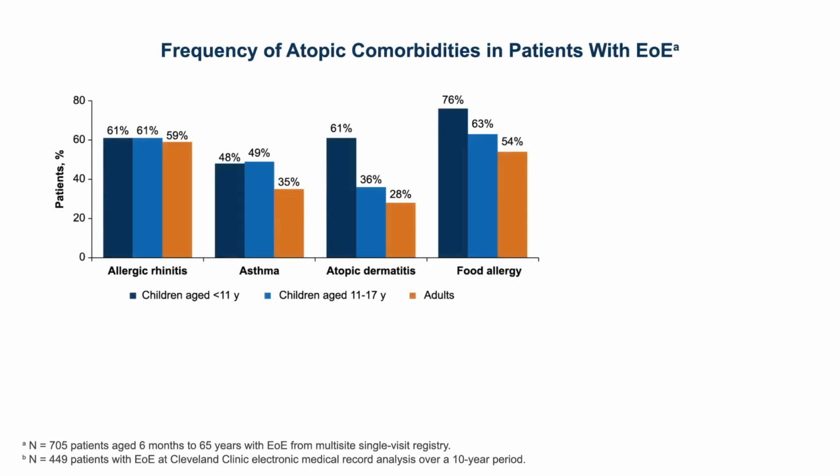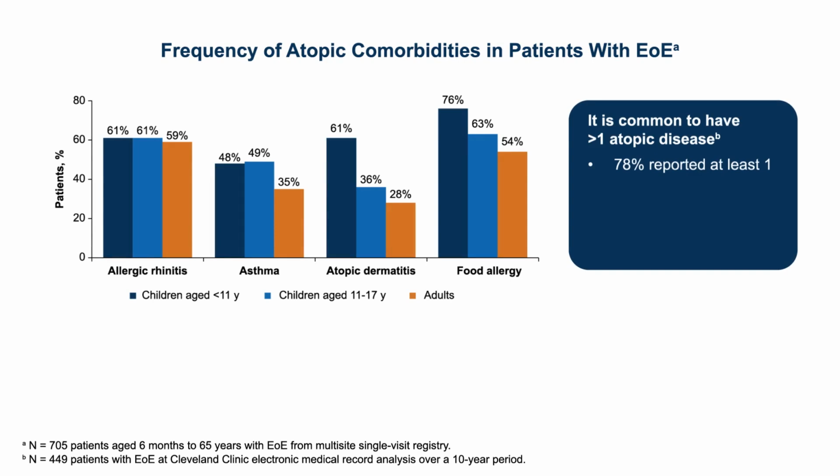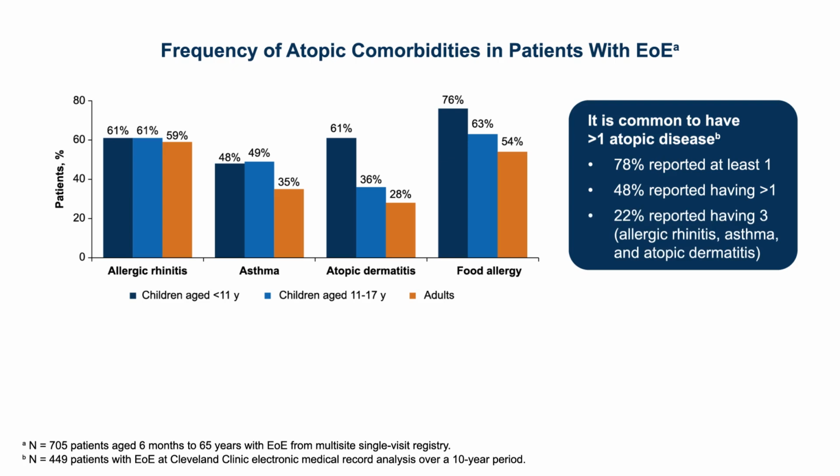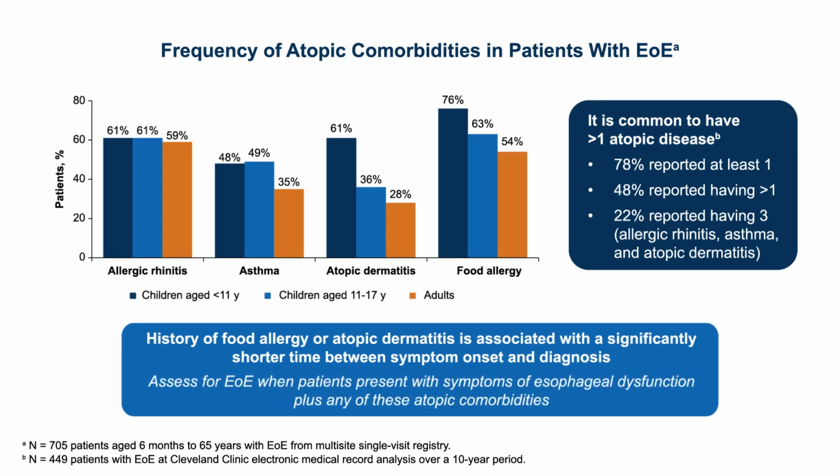Atopic comorbidities are very common in patients who have EOE. Up to 78% of patients with EOE have at least one atopic disease, and up to 50% report having greater than one atopic disease associated with EOE. Some 22% have reported having 3 atopic conditions. A history of food allergy or atopic dermatitis is associated with a significantly shorter time between symptom onset and diagnosis. And in patients who have atopic disease, they should have assessment for EOE, especially if they have symptoms of esophageal dysfunction.